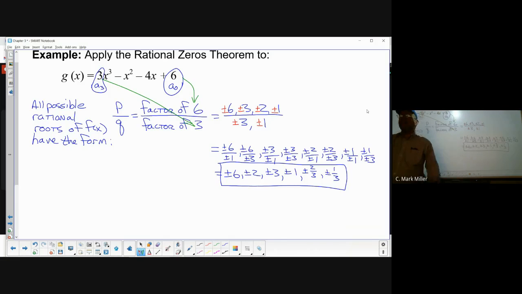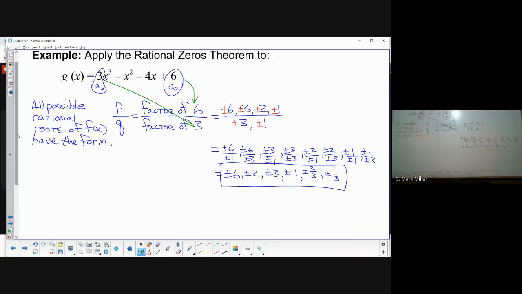The rational zeros theorem produces a list of possible rational roots to this polynomial function. Are all these roots going to work? No. Will any of those roots work? Maybe. You can produce a big list like this and have none of them work. So somebody might say, well, Mr. Miller, if none of them work, what good is doing this? Well, you don't know that none of them work until you try them.